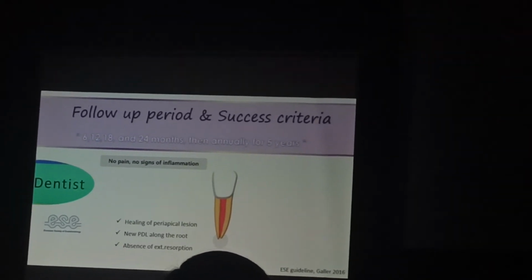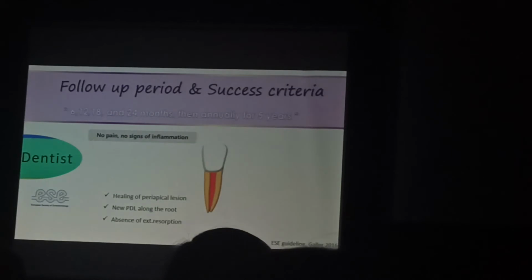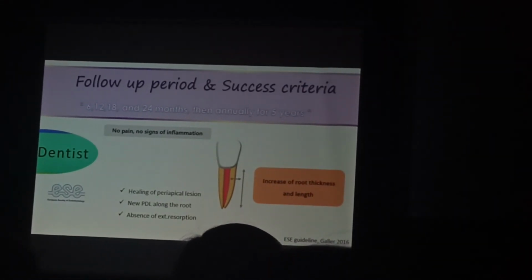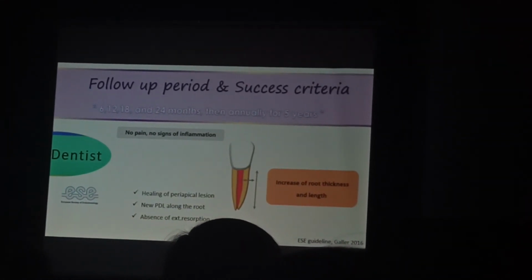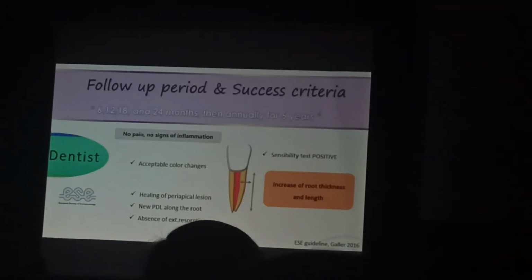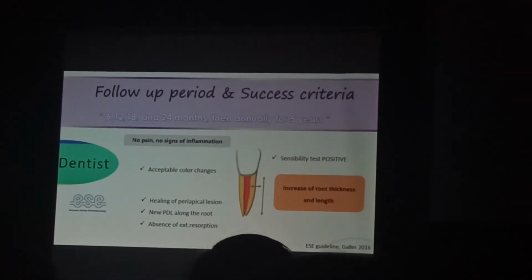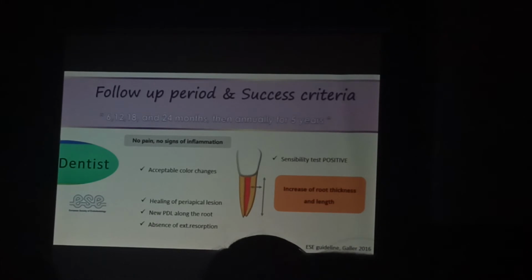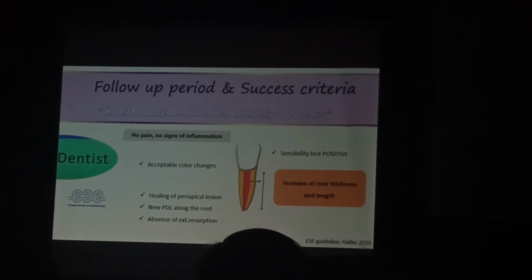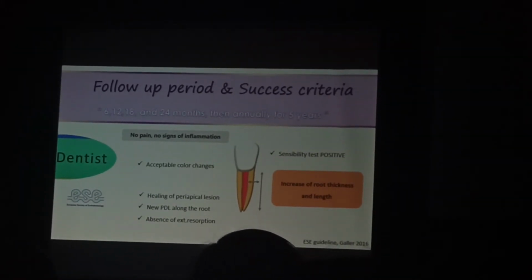We have to look for sign and symptom improvement by seeing the reduction of the periapical lesion, and also PDL regeneration around the tooth without root resorption. Also, we have to look for an increase in root thickness and length. And some studies or guidelines would like to see positive sensibility testing. And also the color should be okay too.